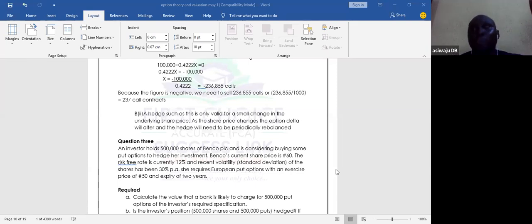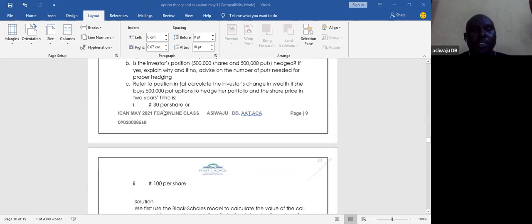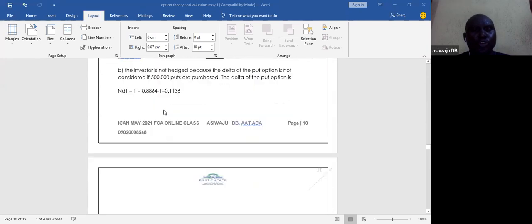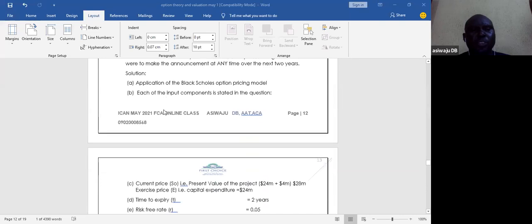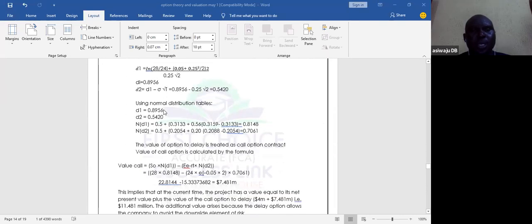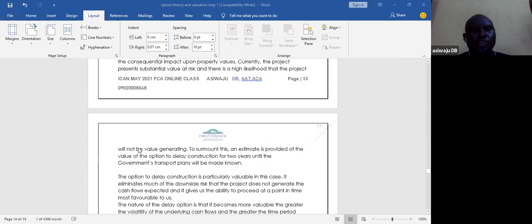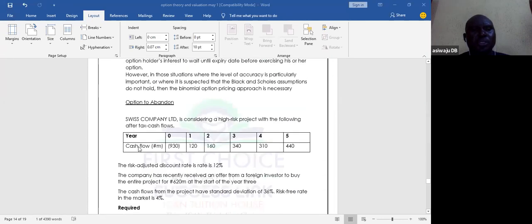Now I want to demonstrate, because there's no point explaining without demonstrating what we are doing. I want to quickly take an illustration, if you don't mind, because I'm aware of time limitation. I want to demonstrate with this question. Please let me demonstrate my explanation with a question. Look at this option to abandon.